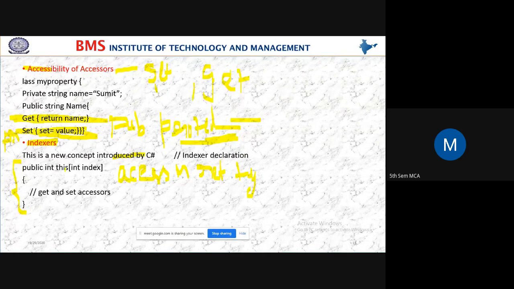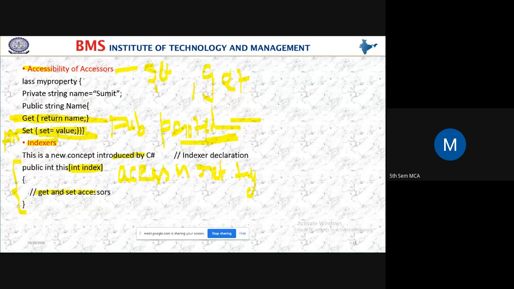This is a keyword, and this is the argument list. In the indexer, the parameter list or the argument list we specify, or denote, with the square brackets.